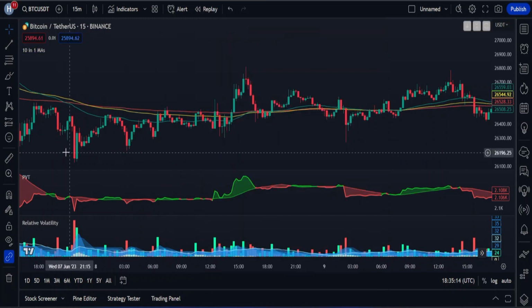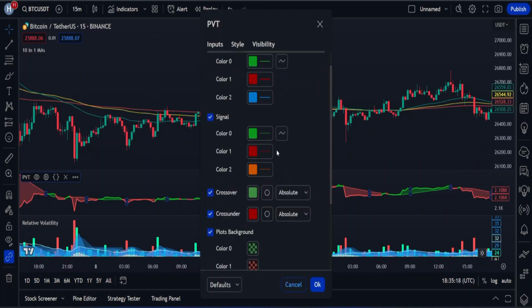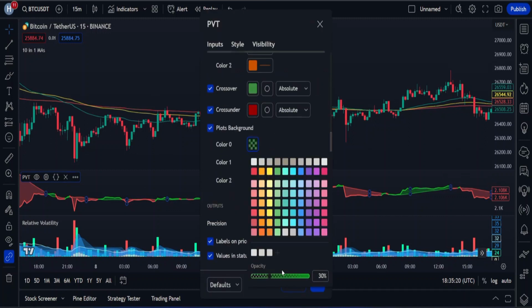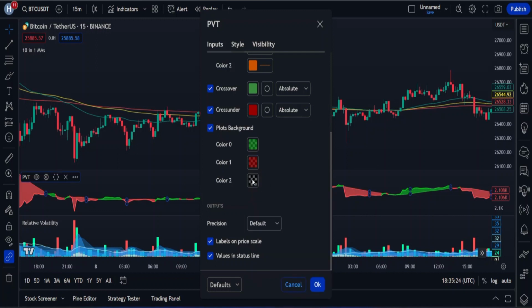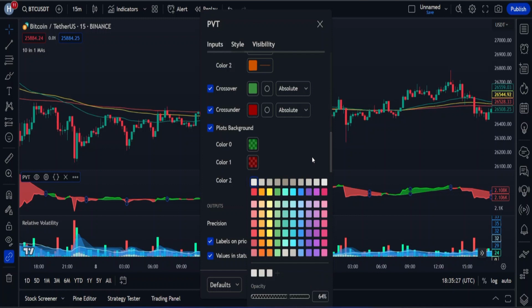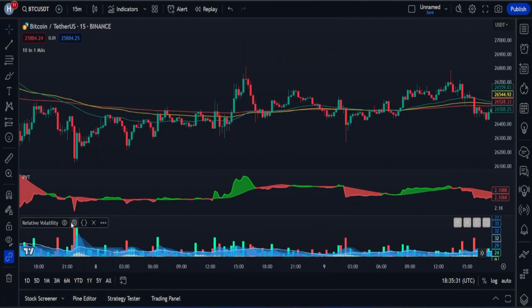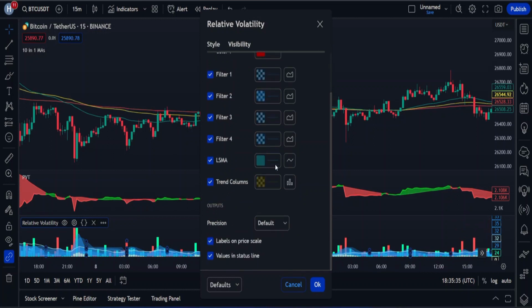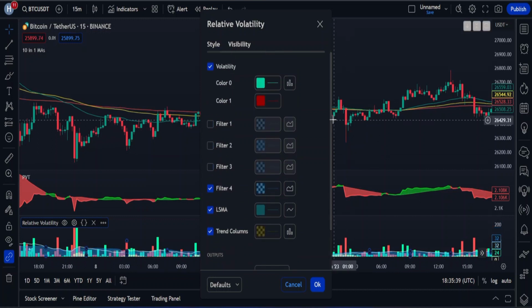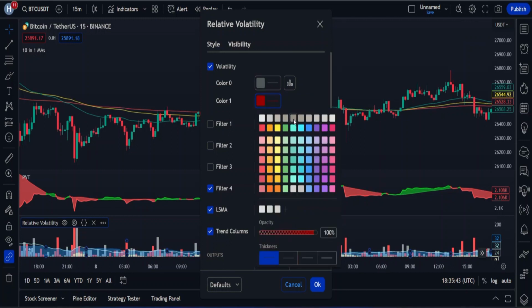Now let's change the PVT indicator settings. Click on the Style tab and change the opacity of the plots to make them easier to see. This way it will be easier to see and understand the chart. Finally, we will be changing the relative volatility indicator setting. So again, access the Settings tab and navigate to the Style settings. First, we will be unchecking the 3 filters since we will only be using them to see the volume amount. We will also be changing the colors to gray. That was all that we needed to do.